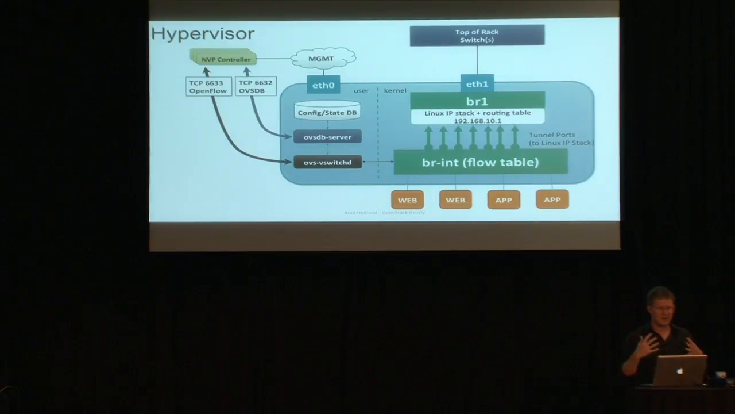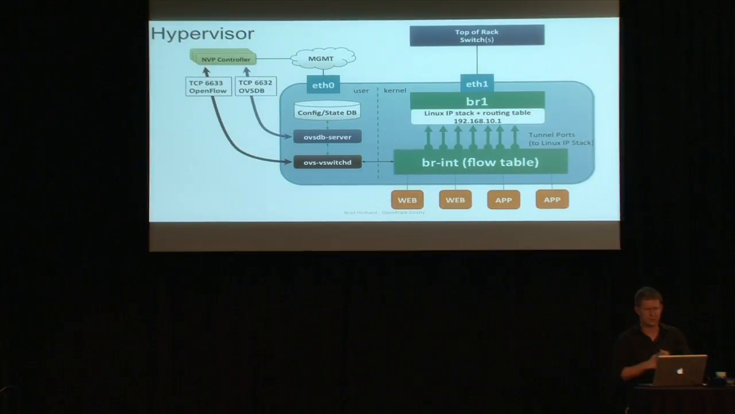So Open vSwitch is both user space and kernel components. So what you're looking at is that blue box is a single Linux host. It has two NICs, ETH0 and ETH1. ETH0 is connected to a management network. That's where your MVP controller would be.